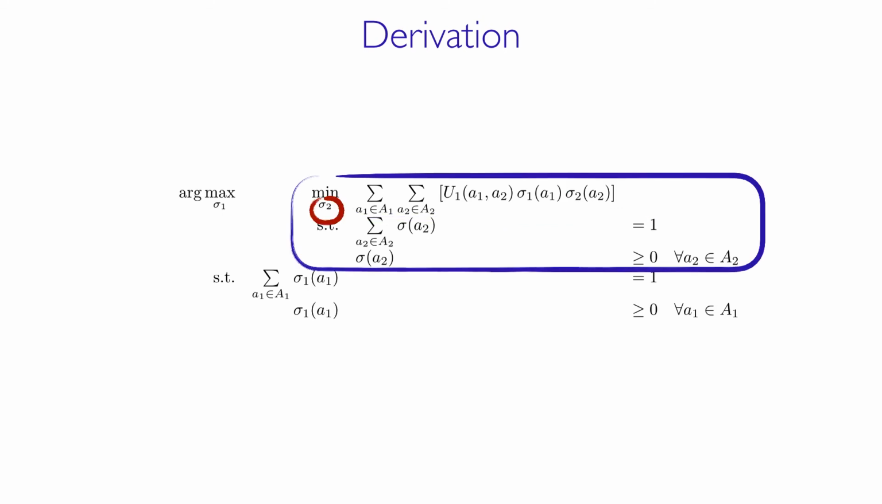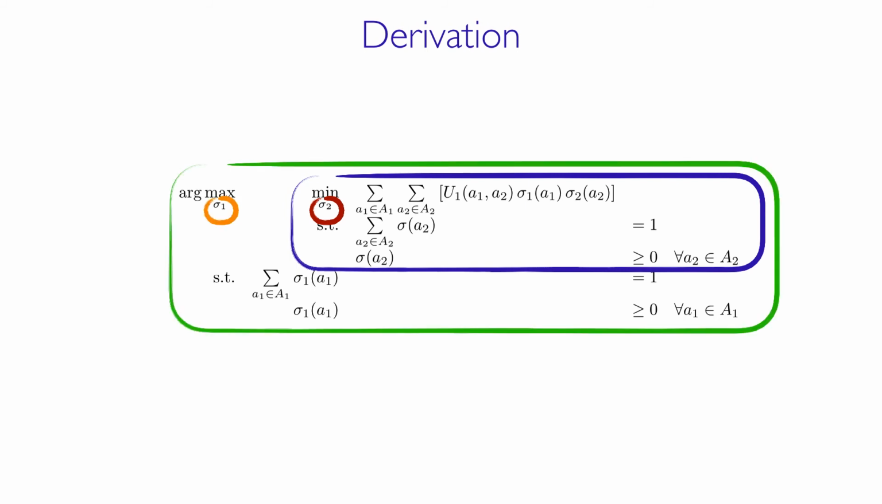Focus on the minimization problem. Here, the variables are only the strategies of player 2. This is reasonable, since player 2 minimizes the utility of player 1 after that player 1 has chosen her strategy. The constraints of the minimization problem are just that the strategy of player 2 is well defined.